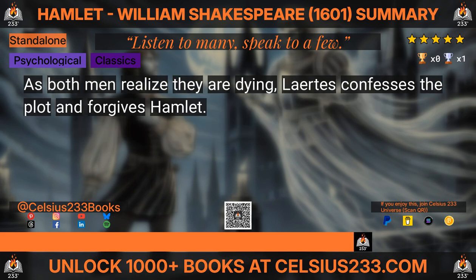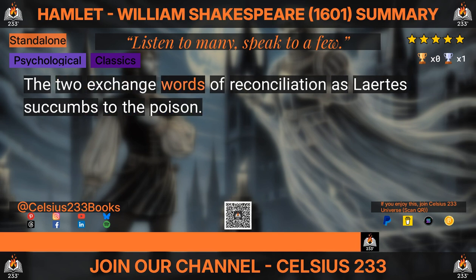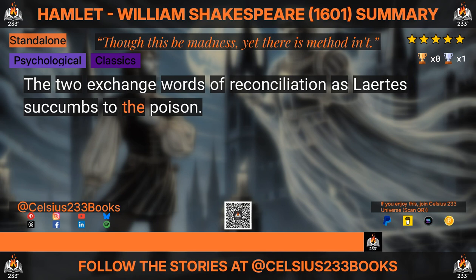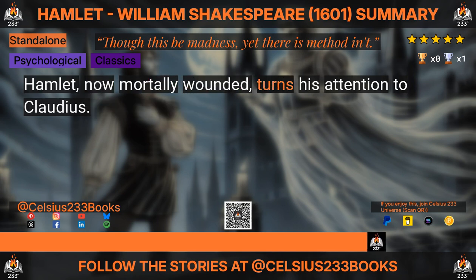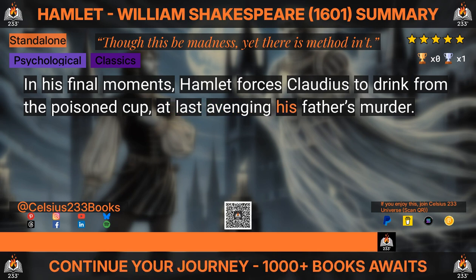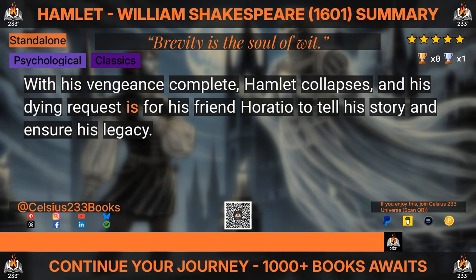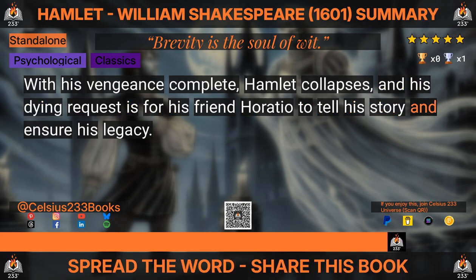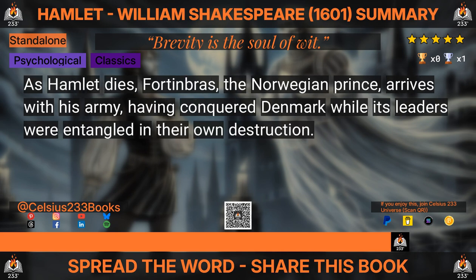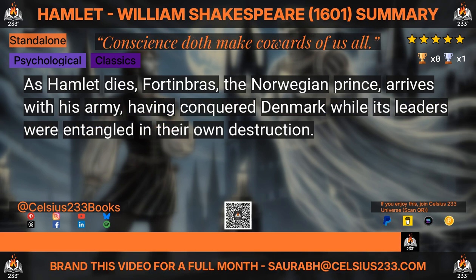As both men realize they are dying, Laertes confesses the plot and forgives Hamlet. The two exchange words of reconciliation as Laertes succumbs to the poison. Hamlet, now mortally wounded, turns his attention to Claudius. In his final moments, Hamlet forces Claudius to drink from the poisoned cup, at last avenging his father's murder. With his vengeance complete, Hamlet collapses, and his dying request is for his friend Horatio to tell his story and ensure his legacy. As Hamlet dies, Fortinbras, the Norwegian prince, arrives with his army, having conquered Denmark while its leaders were entangled in their own destruction.